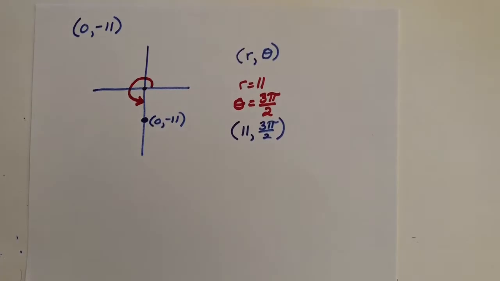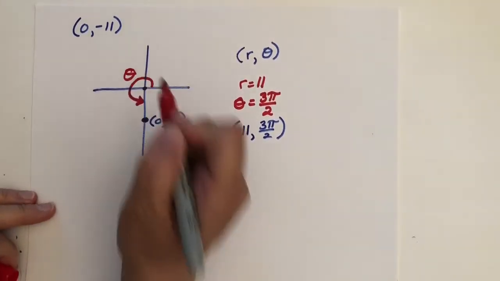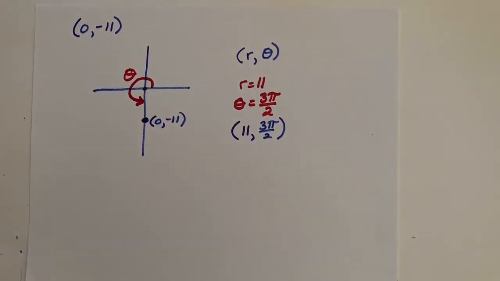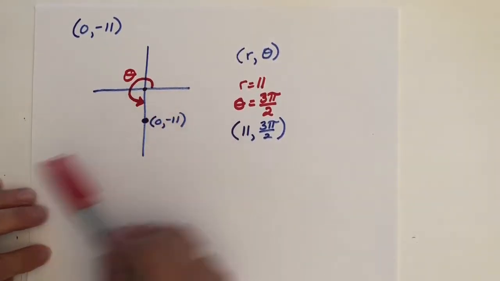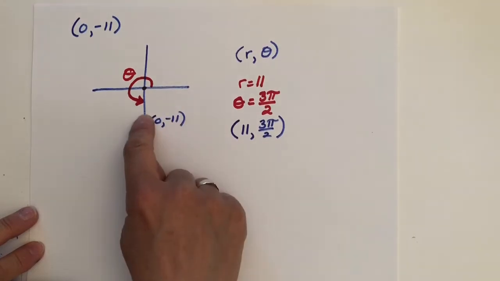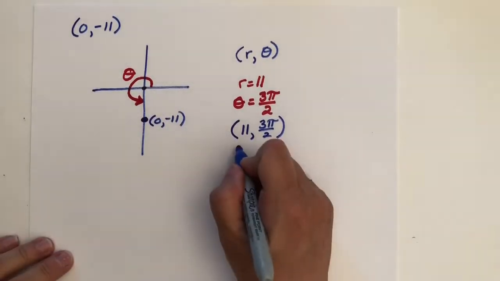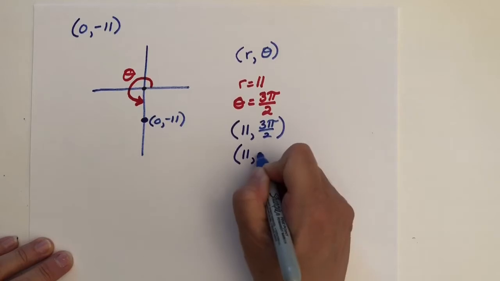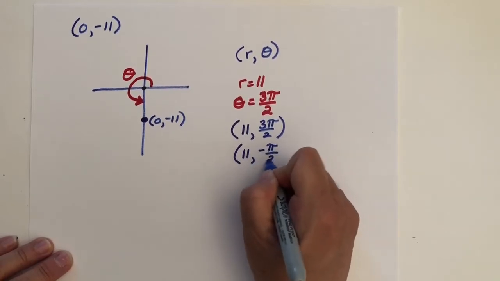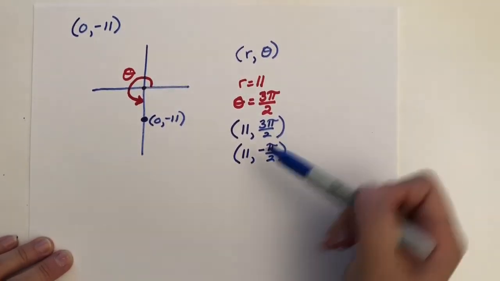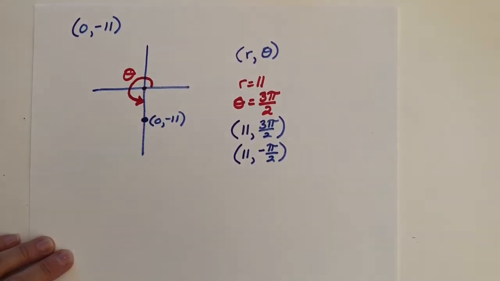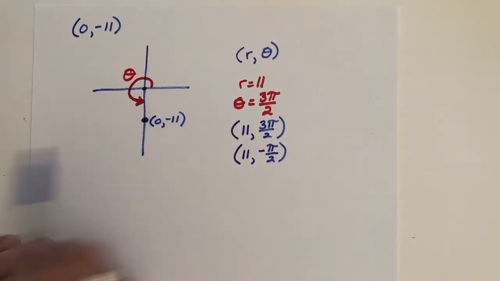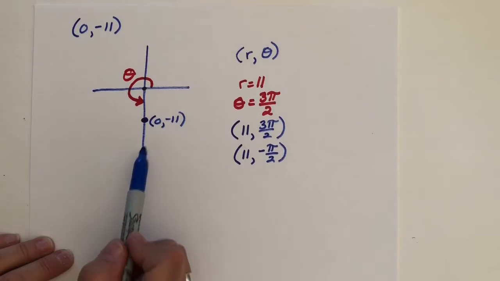Oh, I didn't write that as theta. Here's my theta. If you prefer, you could have used theta as a negative angle, right? From here down. And we could have used (11, negative pi over 2). But those two angles, of course, are coterminal and both represent this terminal side right here.